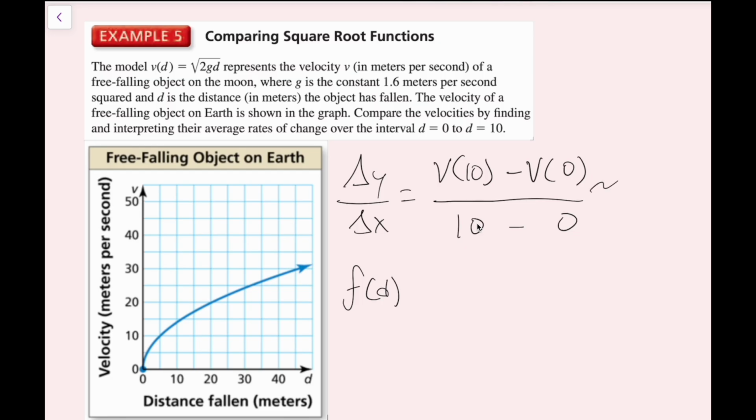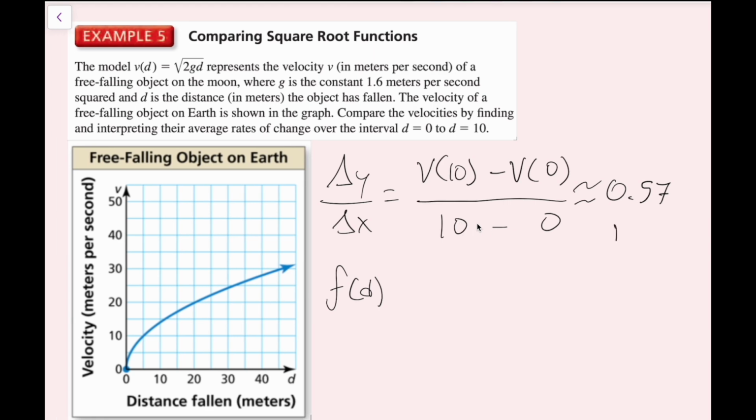So this is about 0.57. And then we're dealing with velocity, so I'm going to do meters per second. And now I'm going to look at the graph, which I'm calling f. You can call it whatever you want.